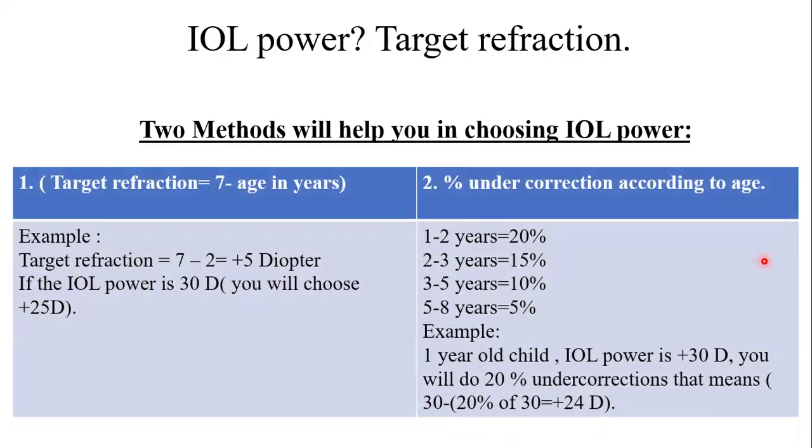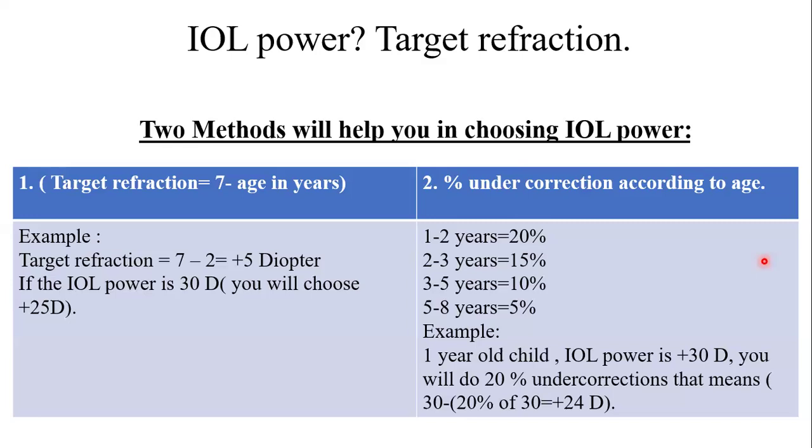Actually, those numbers are a bit variable, that under correction also varies between one reference and another. But those are the two broad ways to choose IOL power for the children, whether 7 minus age of the patient or percentage of under correction according to the age. Whenever the child is younger, you will do more under correction.